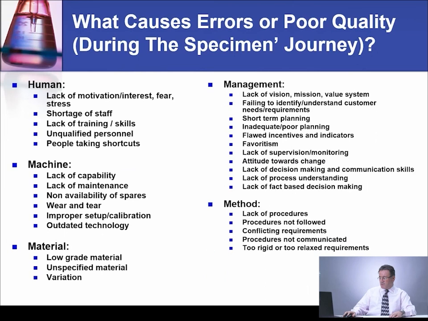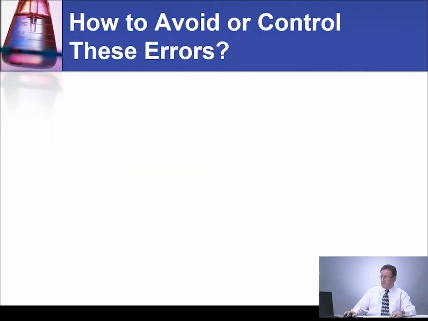of fact-based decision-making. It could be the method that we are using, like lack of procedure, procedure not followed, conflicting requirements, procedure not communicated, too rigid or too relaxed requirements. It could be the environment, like temperature, humidity, lighting, etc. So these are some of the things that could cause the errors or poor quality during the specimen journey.